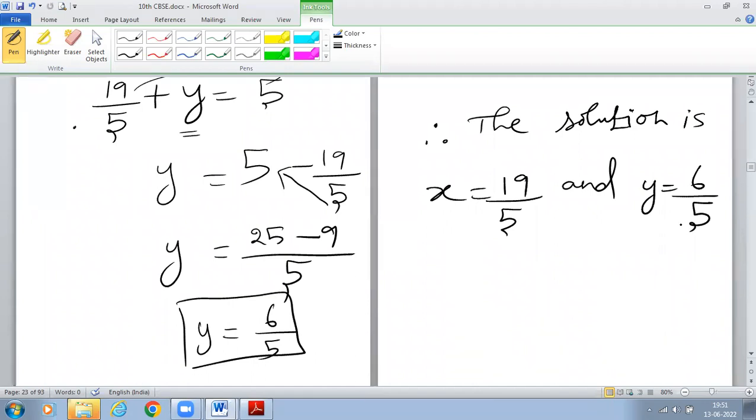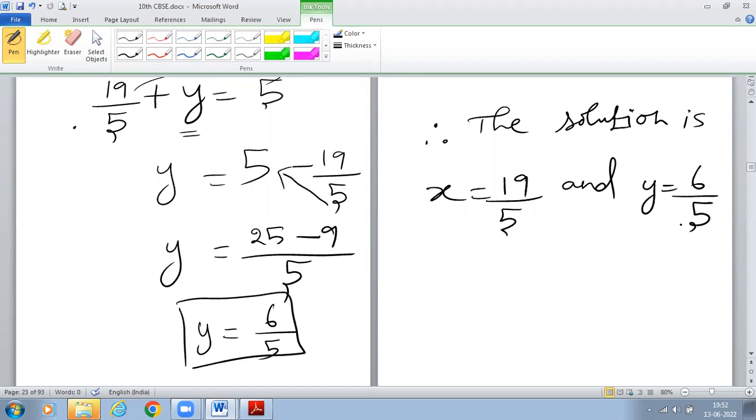Okay, this is called the elimination method. Our aim is to eliminate one variable to find the value of another variable. For eliminating, we have to decide which variable we are going to eliminate. For that variable, in both the equations, we have to make it the same numerical coefficient. Then only we can eliminate.